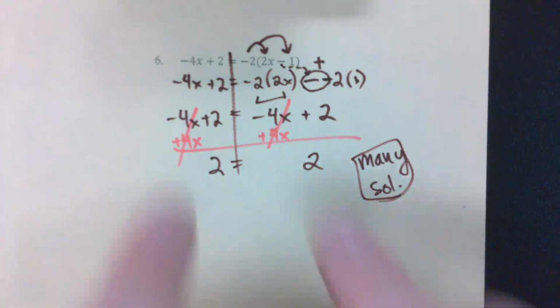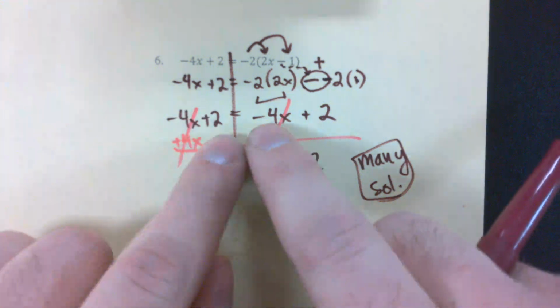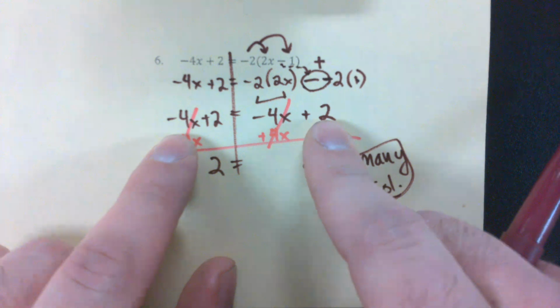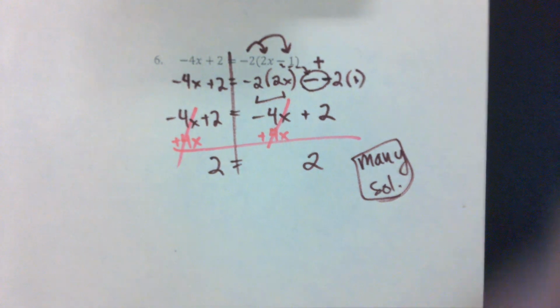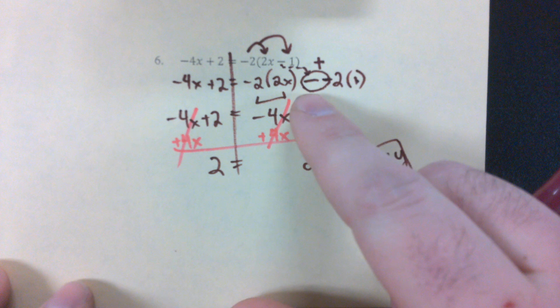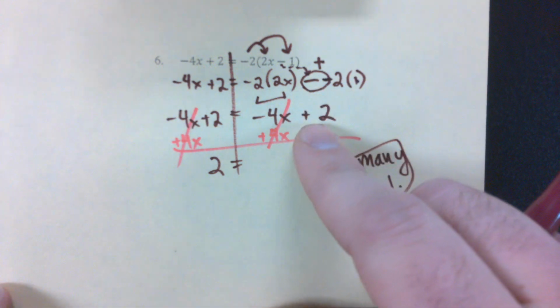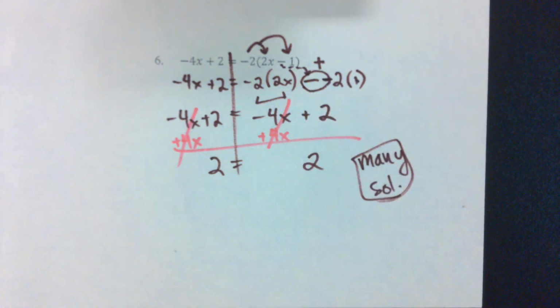Like I said with Blake here, once you get to this point, if you see that the expression on the left is the exact same as the expression on the right, it's many solutions every single time. But this is why I've talked so much about this. You got to be careful, because if you see that you've got a plus 2 on the left and a minus 2 on the right, your brain will tell you, oh, that's no solution. When in reality, it's the complete opposite, right?